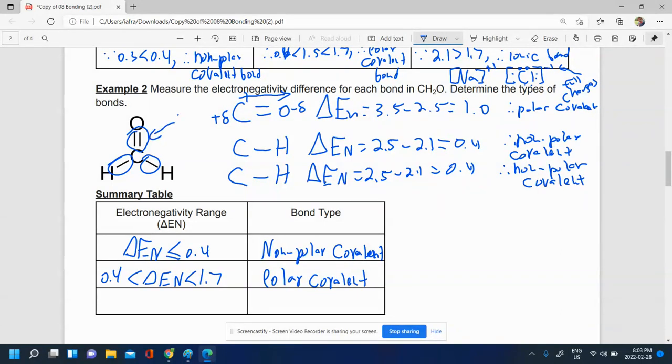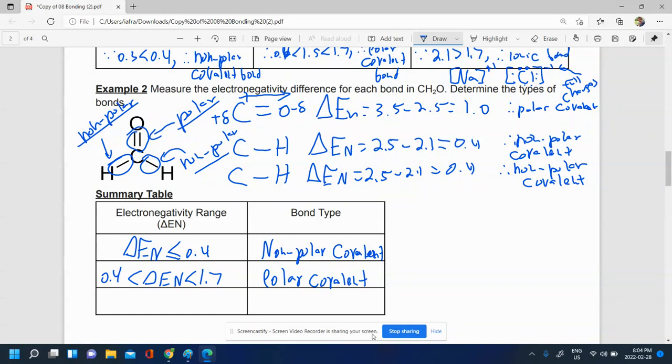So this here is polar. This bond here is non-polar. And this bond here is non-polar. So I could ask you to calculate bond polarity, which means look at the individual bonds and determine if they're polar or non-polar or ionic. And I could ask you for the overall molecule polarity. And that is looking at all of the individual bonds in a molecule and then making a judgment call as to whether the overall molecule is polar or not.